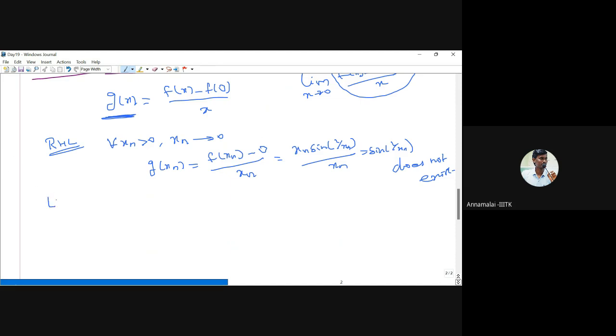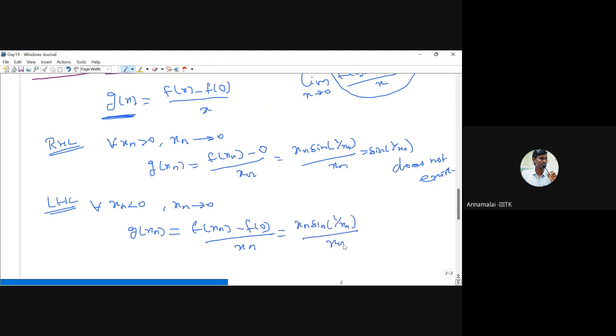Anyway, we can check the left hand limit of the function g of x. Again, if we take any sequence xn which is less than 0 and xn converges to 0, we will get the same thing, only we get negative values. So it's f of xn minus f of 0 by xn. But f of xn is xn into sine of 1 by xn, and f of 0 is 0, divided by xn. So xn cancels, and we get sine of 1 by xn. Again, since xn is negative, you will get a minus sign, but anyway, again this does not exist.